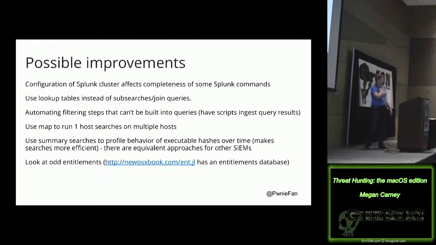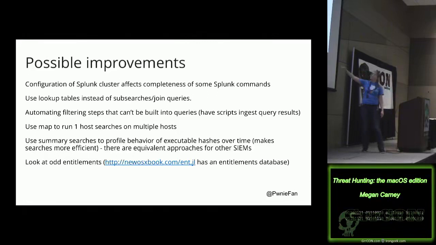So here are some improvements that I thought would be fun to investigate. You could configure a Splunk cluster especially for this, so you don't run into so many memory constraints. Using lookup tables instead of joins would be more efficient. If you have some filtering steps that you can't build into the queries, there is an API for Splunk or Elk or whatever SIEM I'm sure you're using, so you could automate those steps. You can use map. I talked a little bit about summary searches.